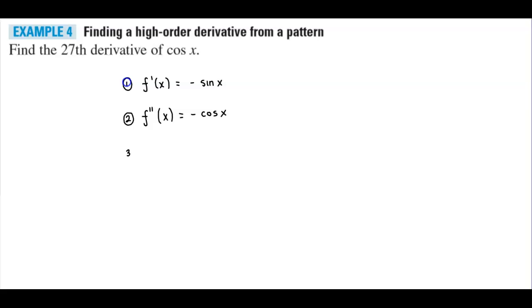Okay, let's find the third derivative. If we find the derivative of negative cosine of x, well, it's going to be a negative times a negative sine of x, which is going to be positive sine of x. Okay, now we want to find the fourth derivative of x. Well, the fourth derivative is the cosine of x.